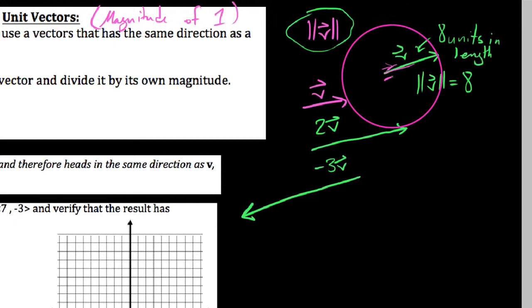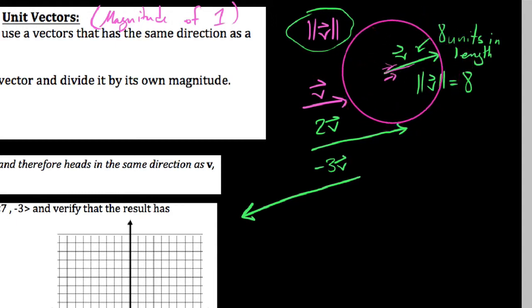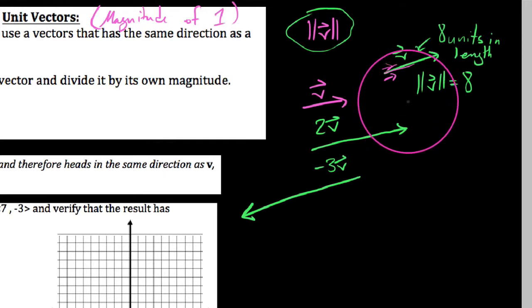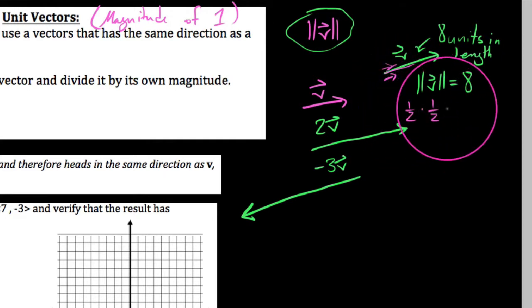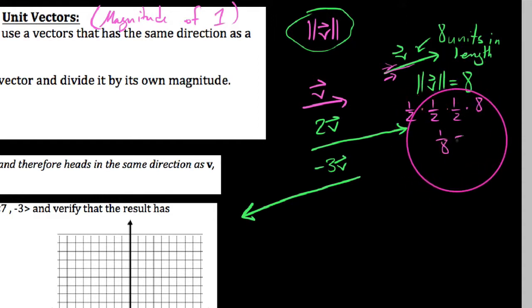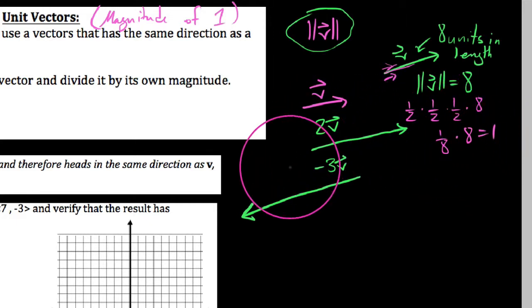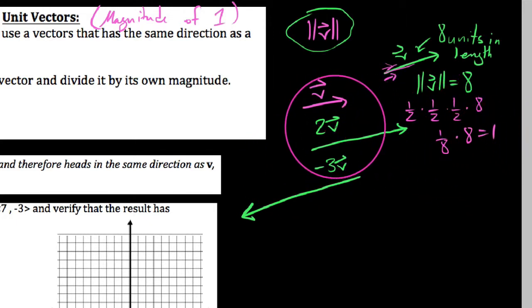So if I took the original one times a half times a half times a half, it'd have a length of 1. In other words, a half times a half times a half times 8 is the same thing as 1/8 times its original length, which is 8, and we get 1. Here's what I want to bring out: any vector, when you multiply it by a scalar, does go in the same direction. It just scales it up or down.